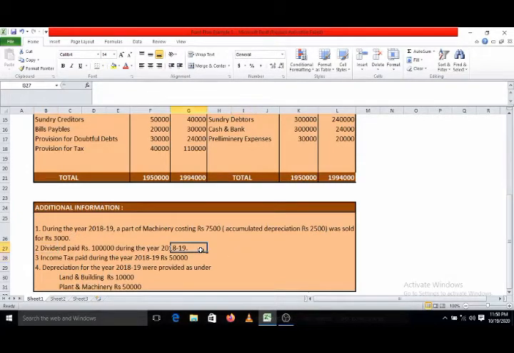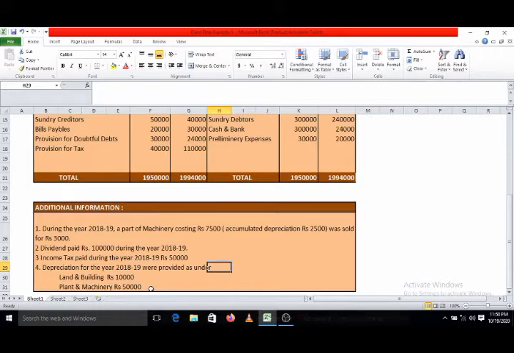Second, dividend paid rupees 1 lakh during the year 18-19. Number 3, income tax paid during the year 2018-19 rupees 50,000. And the fourth one, depreciation for the year 2018-19 was provided as under: land and building 10,000, plant and machinery 50,000. So here two different fixed assets are there.